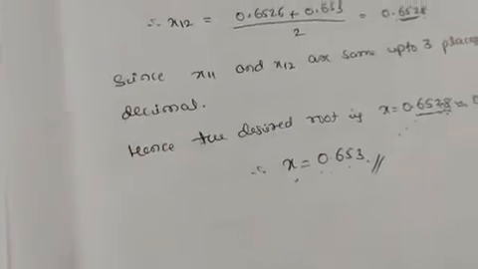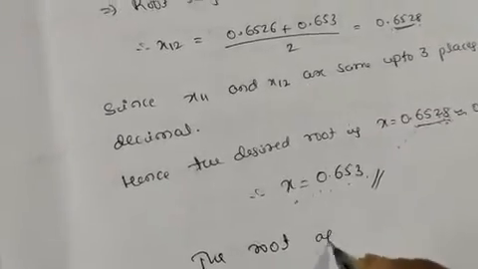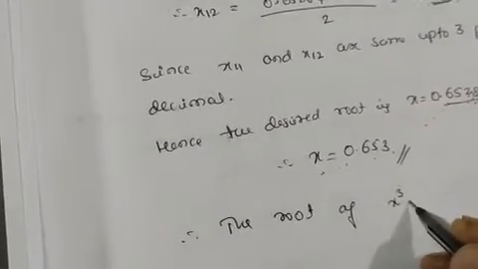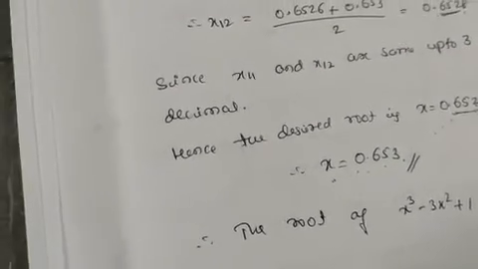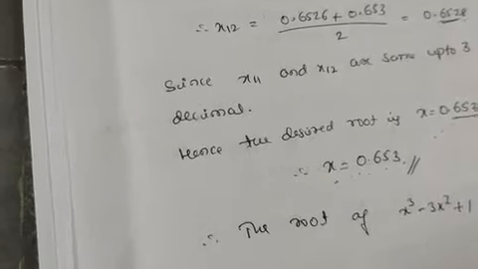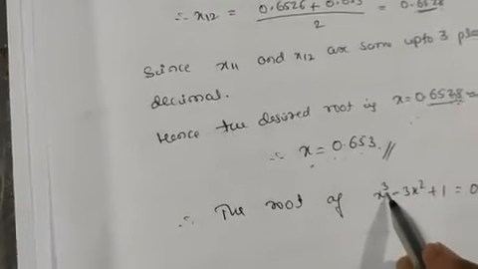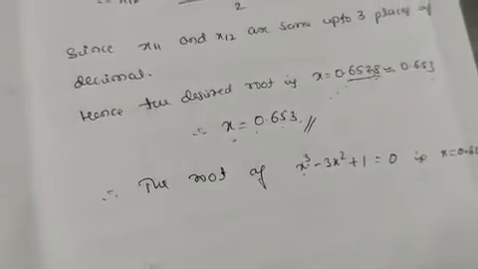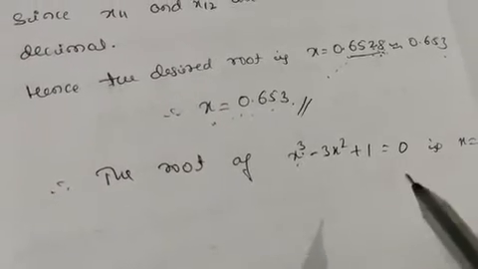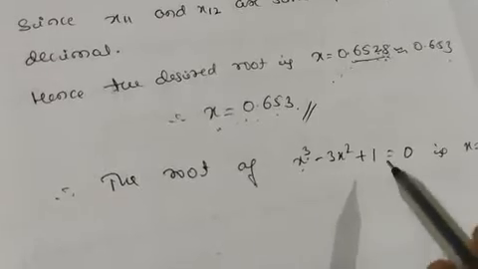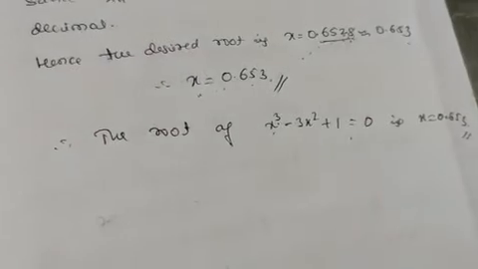What is the given equation? x cube minus 3x square plus 1 equals 0, and its root is x equals 0.653, because this is one root. We have 2 more roots that we could find, but that is not asked here. You only have to find the real root which satisfies this equation. So x equals 0.653 is the root of this equation.